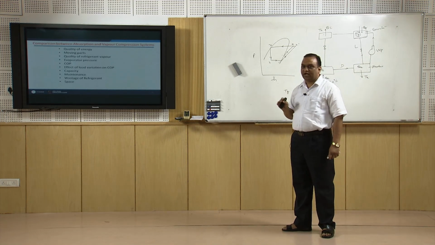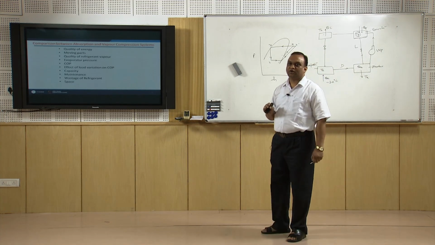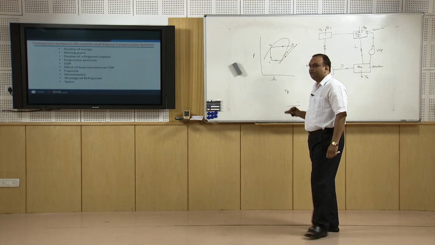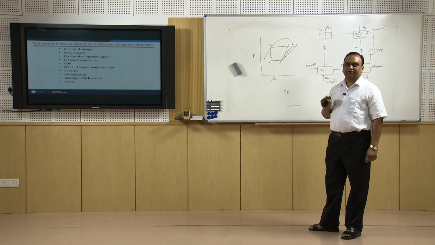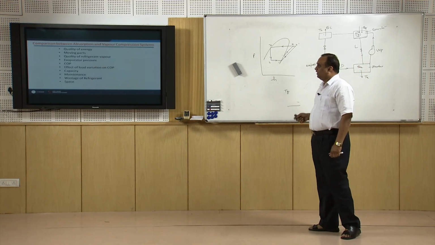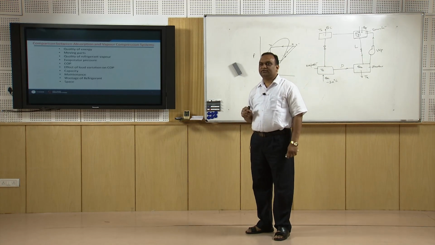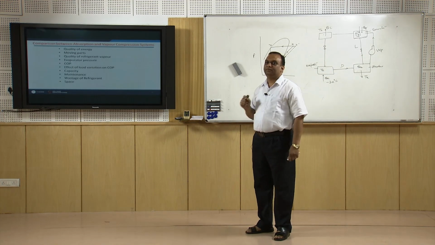These types of systems are not economically viable for low capacity systems like 1 ton, 2 ton refrigeration. For those capacities, vapor compression refrigeration systems are recommended. Now, this is all for today's lecture. Tomorrow, we will discuss some of the specific vapor absorption systems.